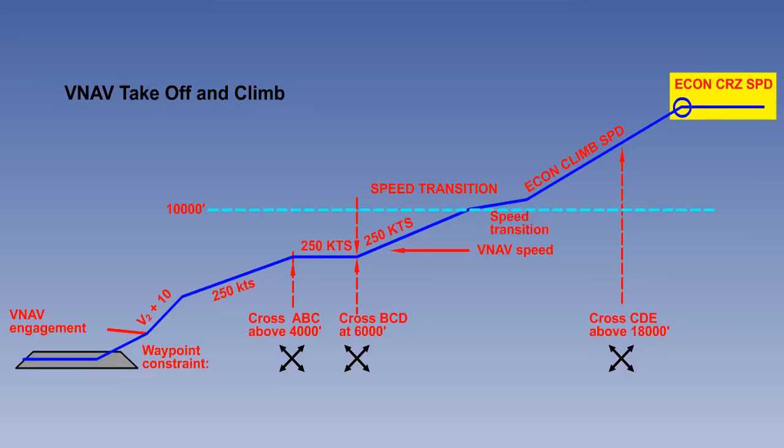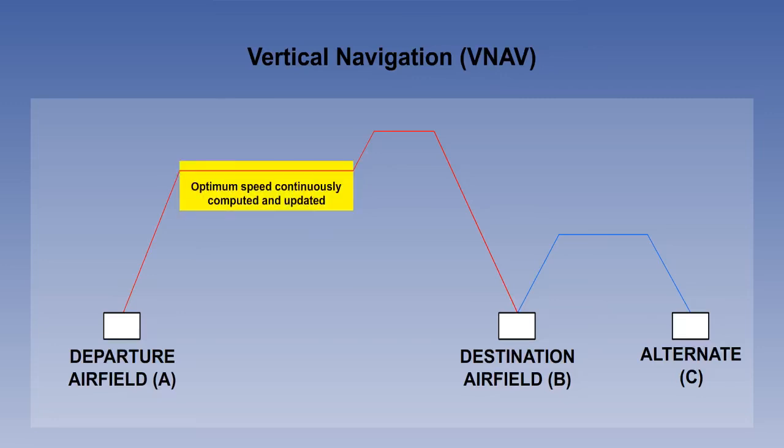At the top of the climb, the aircraft is commanded to level flight and is accelerated to the economical cruise speed. Again, this is calculated by the computer, taking into account weight, altitude, and temperature. As the aircraft proceeds along the level portion of the route, as fuel is burnt and the weight reduces and as the temperature changes, the optimum economical cruise speed is continuously updated.